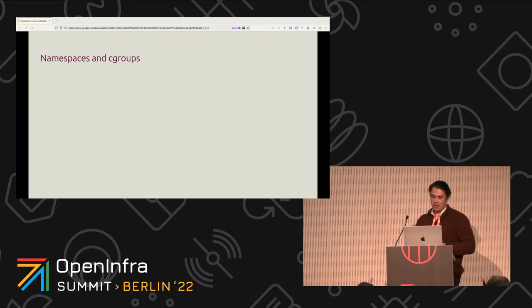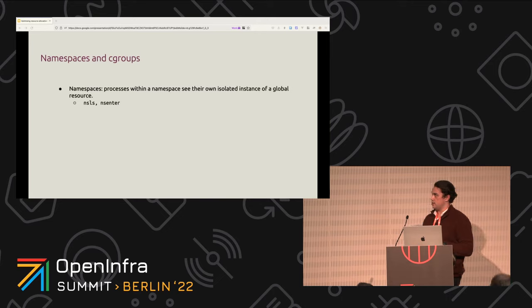So you can run an application in a namespace with NSEnter, and you can also list namespaces with NSLS.